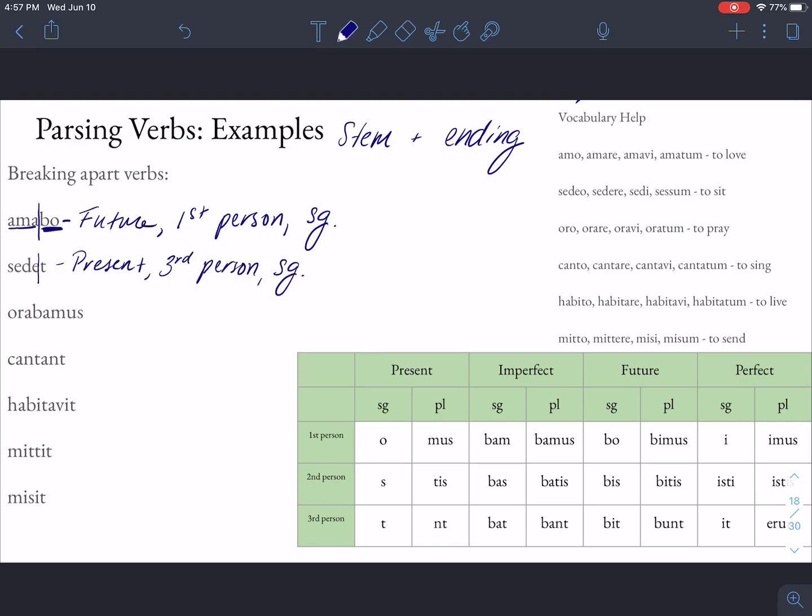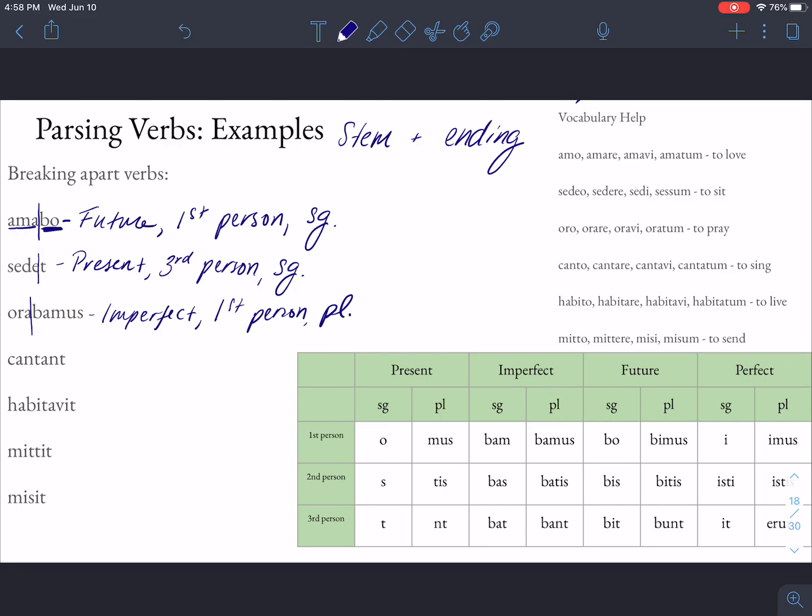Next, I'm going to draw the line here. Ora is your stem. Vamos is your ending. And vamos is right here. Remember, I want the tense, the person, and the number. Well, it falls in the imperfect chart, so this is imperfect. It's first person, and it's plural. So that's that.